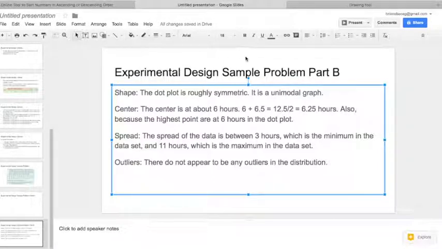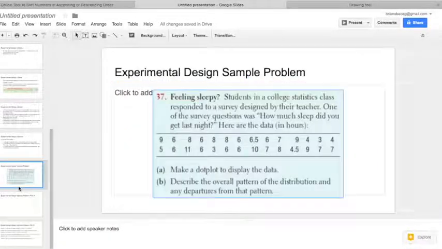And so that concludes experimental design. We concluded both A and B in number 37, page 41. And that's it for experimental design.